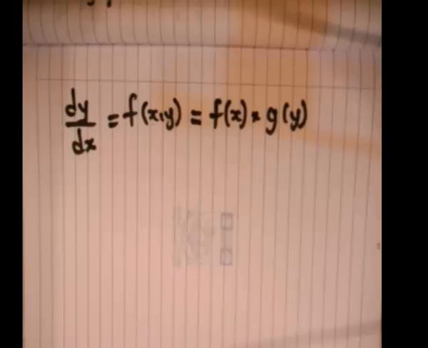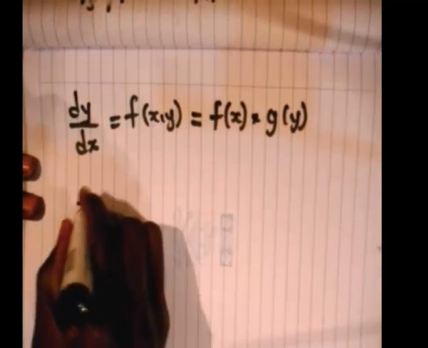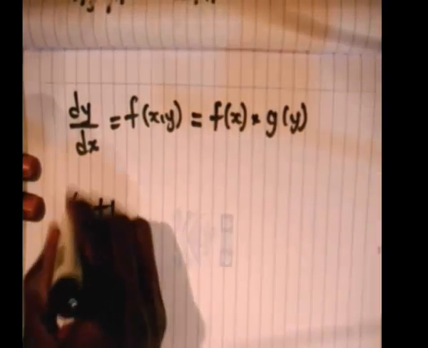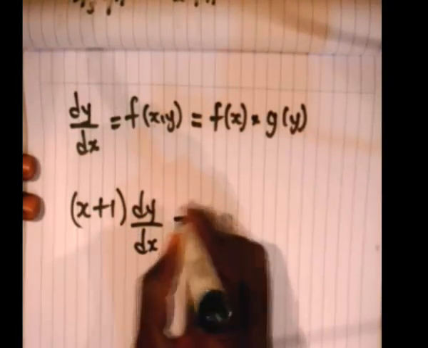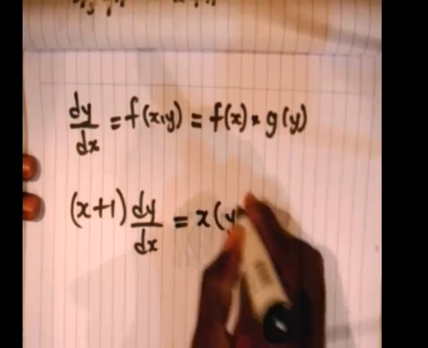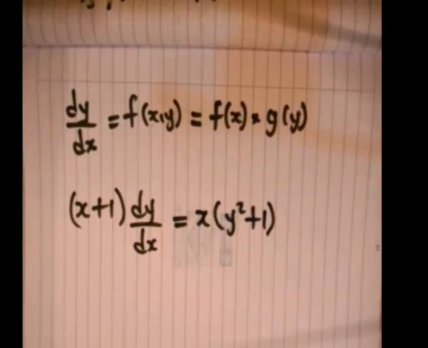Solve the differential equation (x plus 1) dy dx equals x (y squared plus 1). Looking at this, you have to ask yourself, is it possible for me to get all the functions containing x terms to one side and all the functions containing y terms to the other side? If this is possible, then we say it is variable separable.